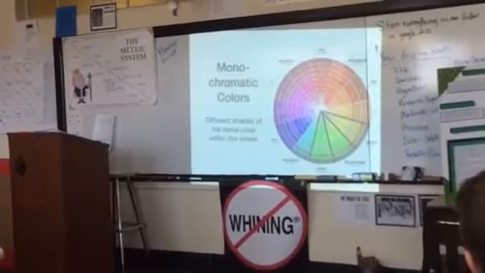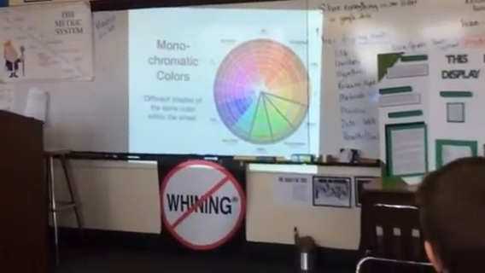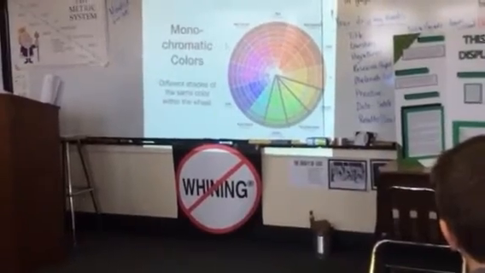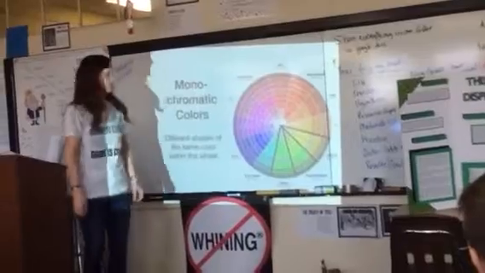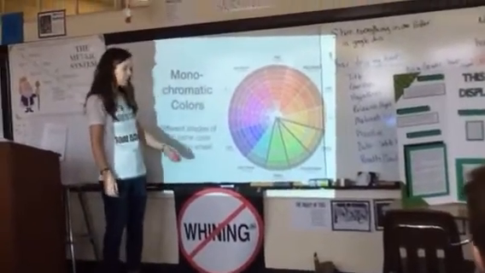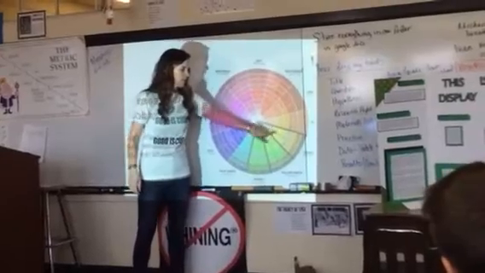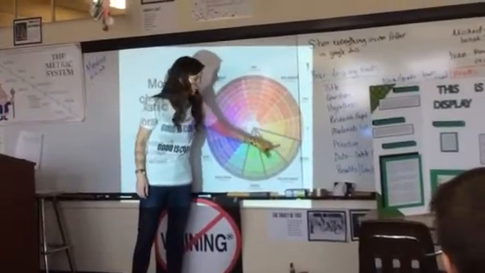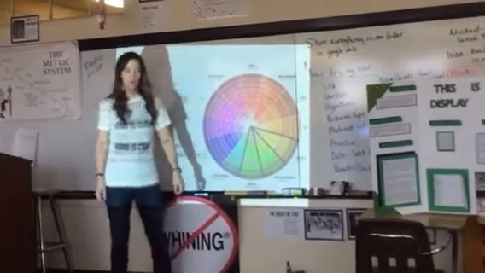And then finally, you can choose monochromatic colors. These are just colors that are all in the different shades of the same color. So let's see, Cheyenne, what color did you pick? Yellow. So you could pick all different shades of yellow, from a honey golden yellow all the way down to a real light pale yellow. And that would be monochromatic.